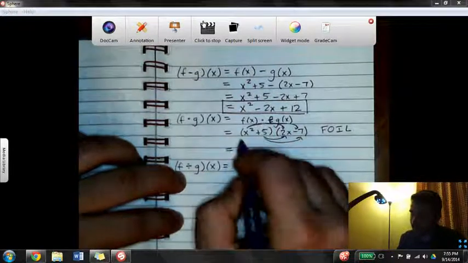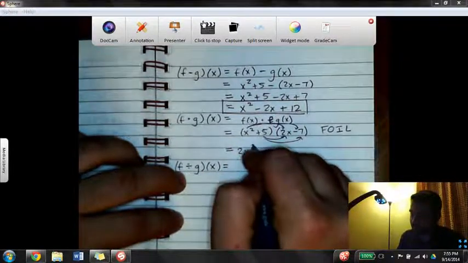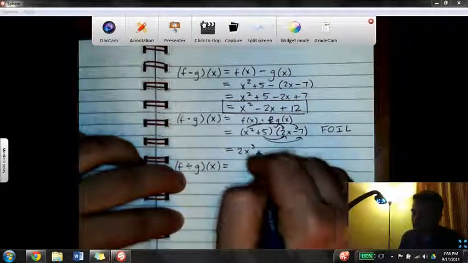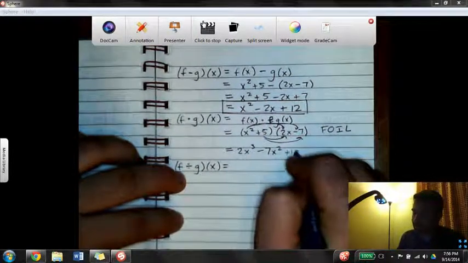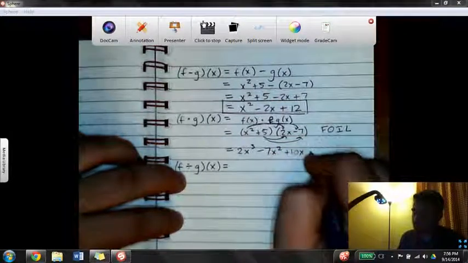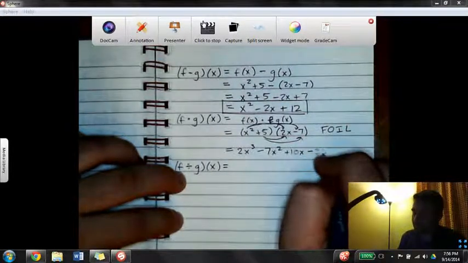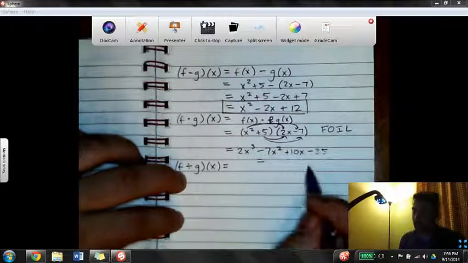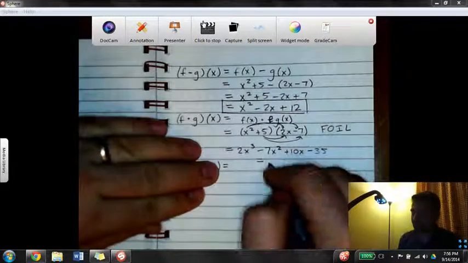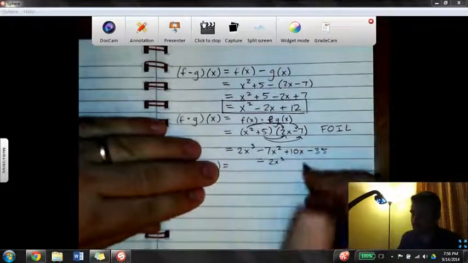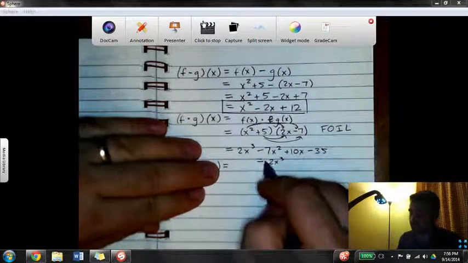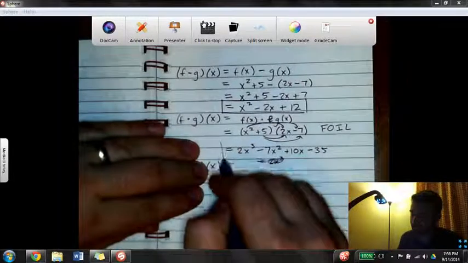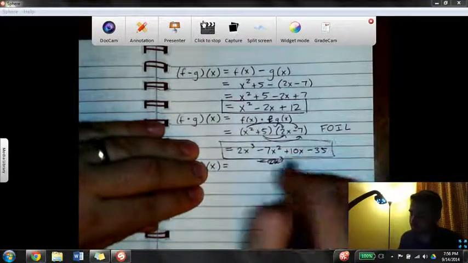And then I get 2x cubed minus 7x squared plus 10x minus 35. And when I combine like terms and rewrite in descending order, I get the same thing, since we have no more like terms, and it's already written in descending order.